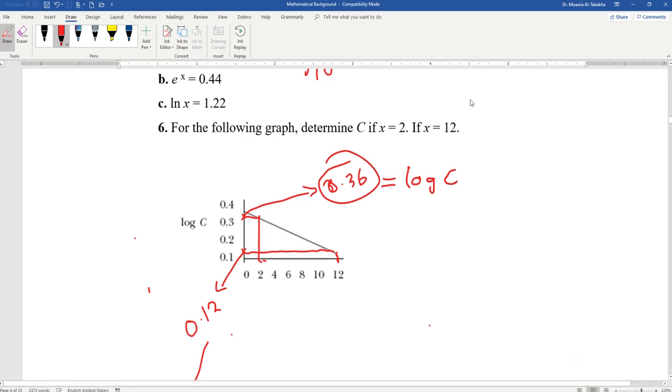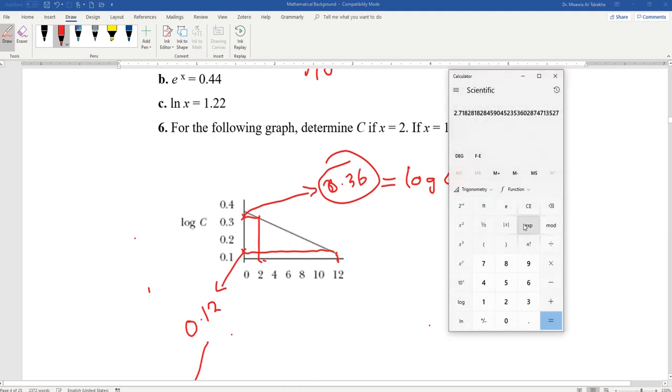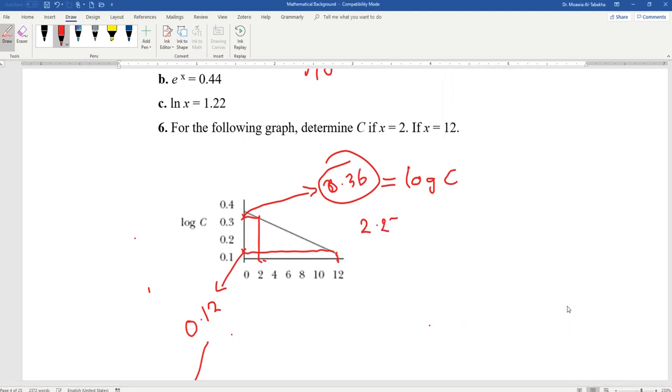Like I am saying, what is C? It means 10 to the power of 0.36, because the answer is 0.36, so 10 to the power of 0.36 will give you C. So what do I do? I come here and say 0.36, 10 to the power. What did we get? Then the answer is 2.291. Why did I make it 1?